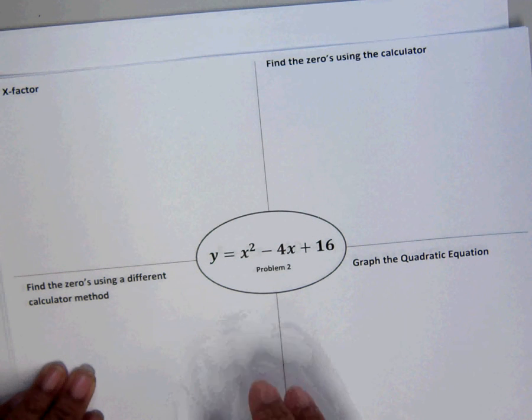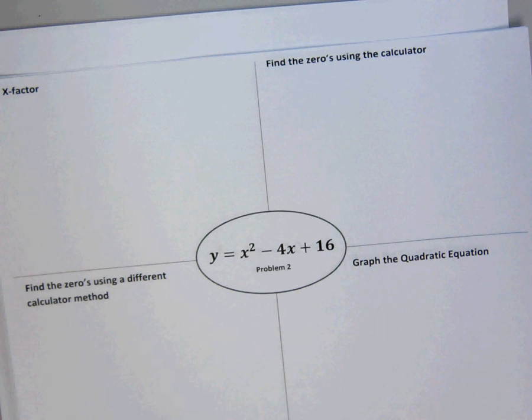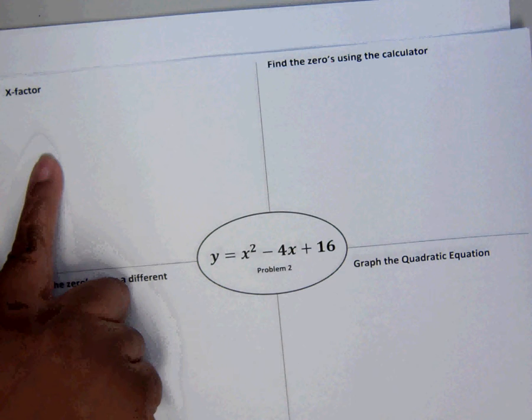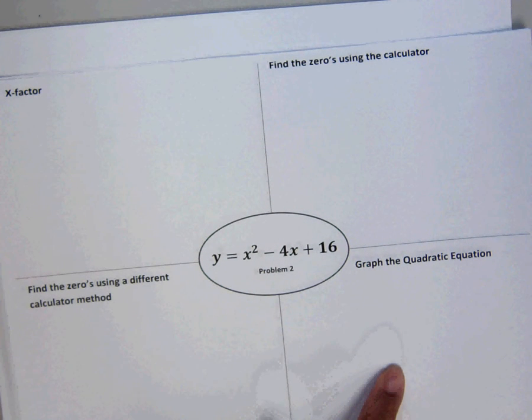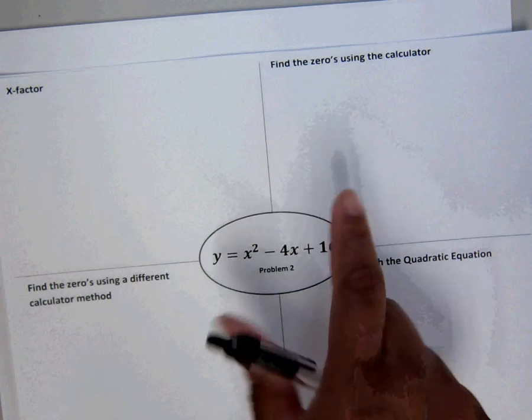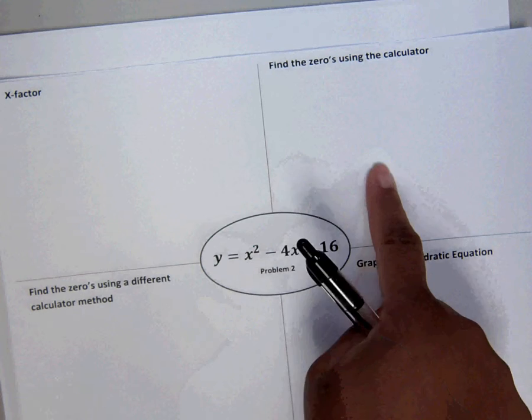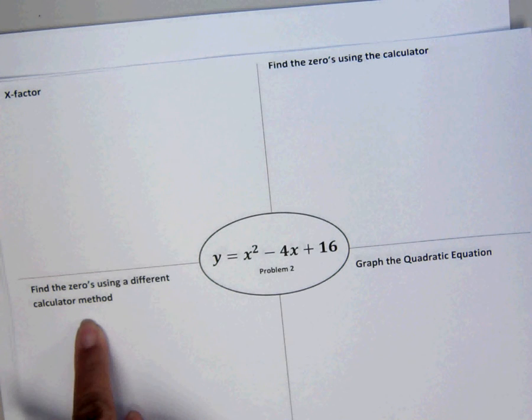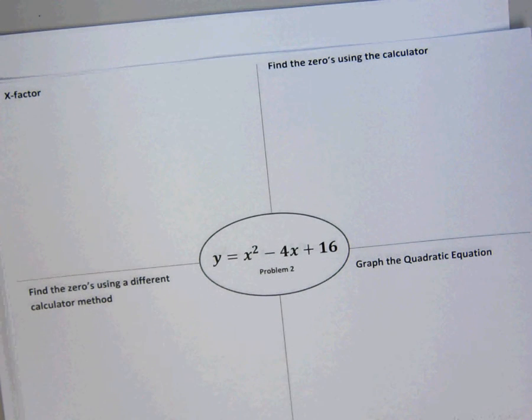For problems 2, 3, and 4, you will use the calculator. So you know how to do the X factor, and you know how to graph the quadratic equation, okay? But you do not know how to use the calculator to find the zeros, or another calculator method to find the zeros. So let me show you that.